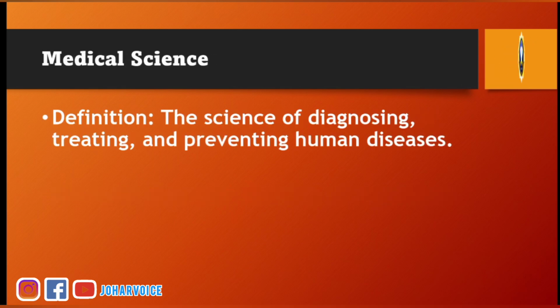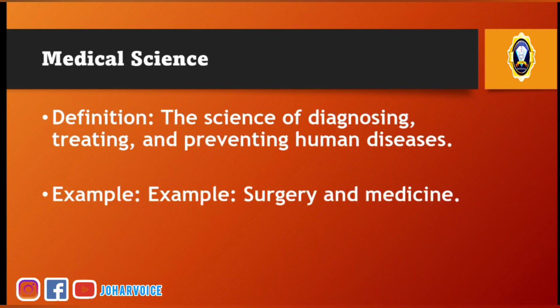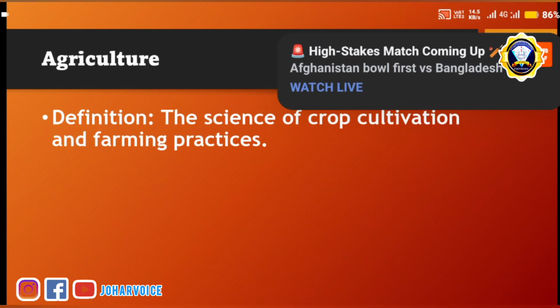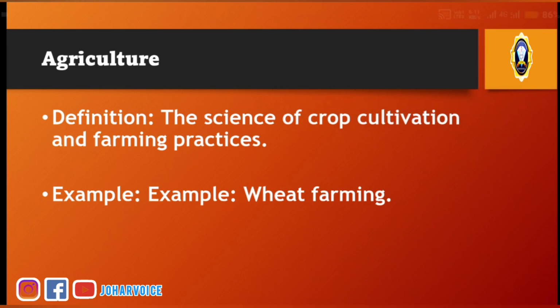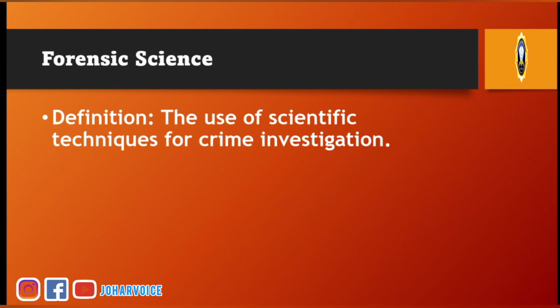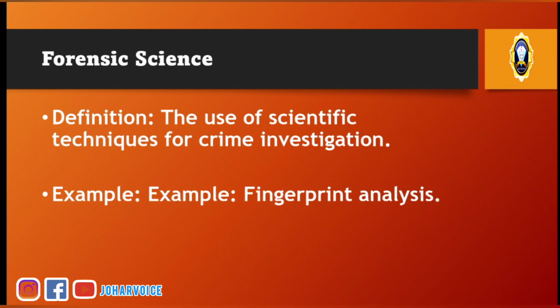Medical science, the science of diagnosing, treating, and preventing human diseases. For example, surgery and medicine. Agriculture, the science of crop cultivation and farming practices. For example, wheat farming. Forensic science, the use of scientific techniques for crime investigation.